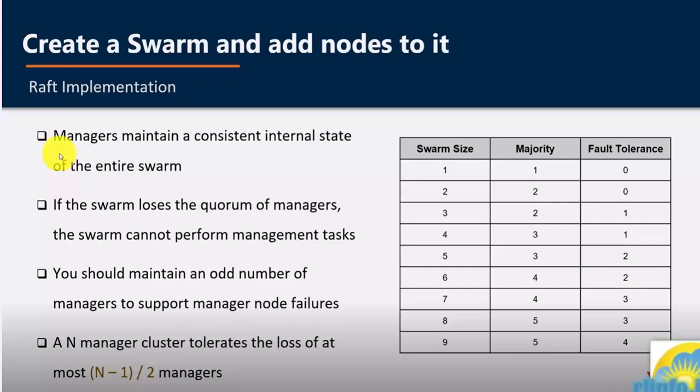An odd number of managers is recommended because the next even number does not make the quorum easier to keep. For instance, whether you have 3 or 4 managers, you can still only lose one manager and maintain the quorum. If you have 5 or 6 managers, you can still only lose 2, as you can see here in this table.